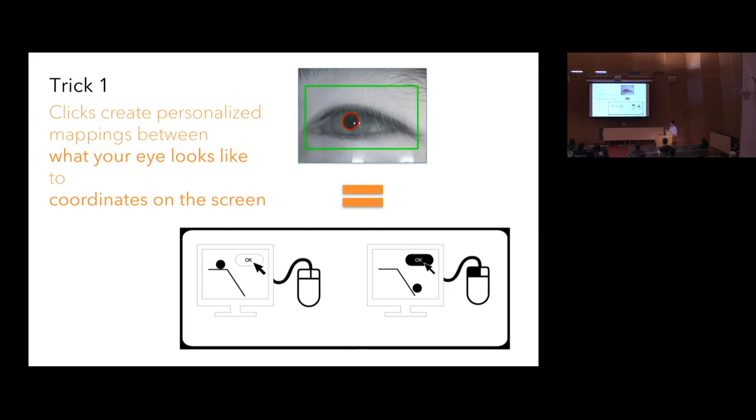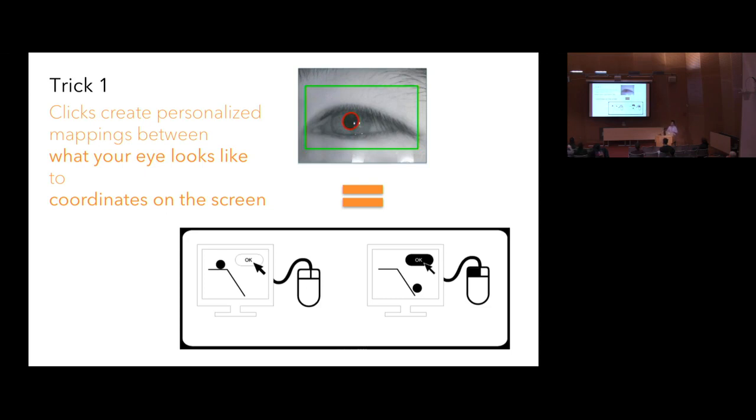So in general, most people have to look at something before they click on it. And so the first trick that we had is, well, we can actually capture a picture of what your eye looks like right before you click on something. Then we have a picture of an eye and that position on the screen, and we know you looked at that spot. So we can turn your eye into a vector of features, and then we can map them to positions on the screen.